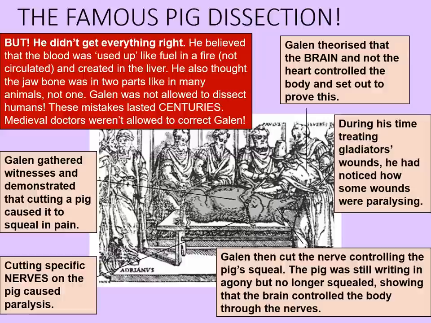But it is important to recognise that even with these scientific approaches, he didn't get everything right. Galen believed that the blood was used up like a fuel in a fire, not circulated, and he believed that it was created in the liver. He also thought that the jawbone was in two parts, like in many animals, including pigs, not one. Galen was not allowed to dissect humans, though, remember, and these mistakes lasted for centuries. Medieval doctors weren't even allowed to correct Galen, and it was only in the Renaissance period that this finally started to be challenged. And therefore, you've got the ridiculous situation where some things which were provably false had to be adhered to for fear of the power of the church and academics at the time.